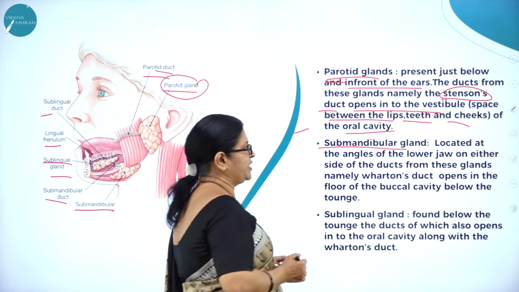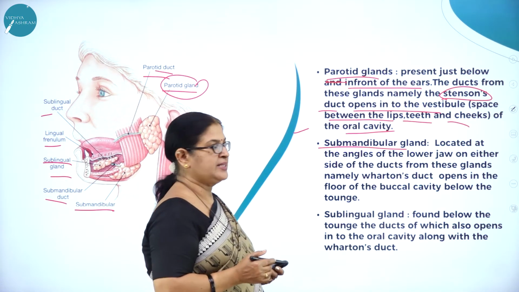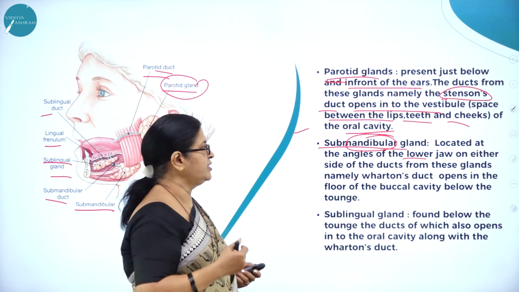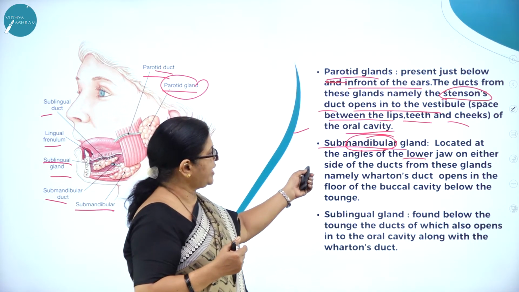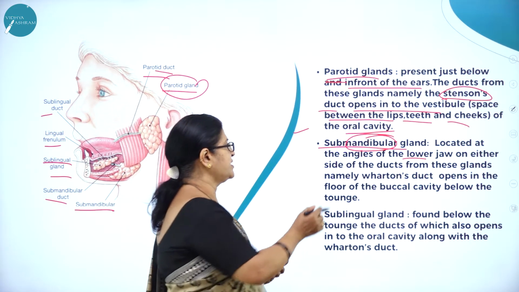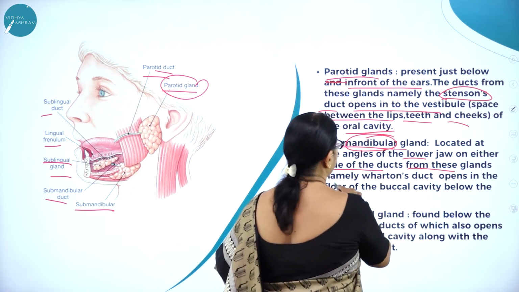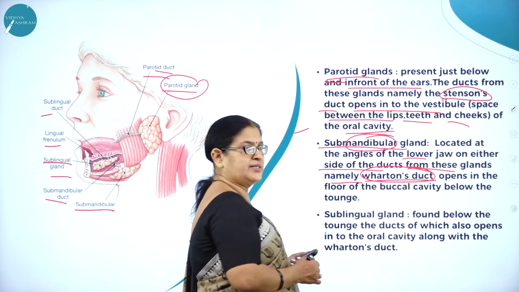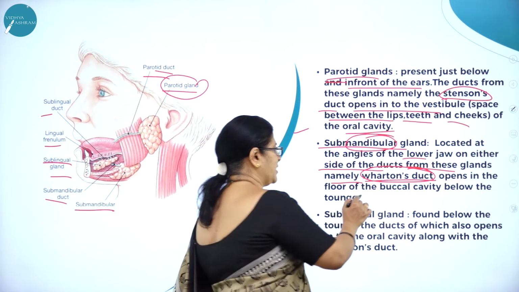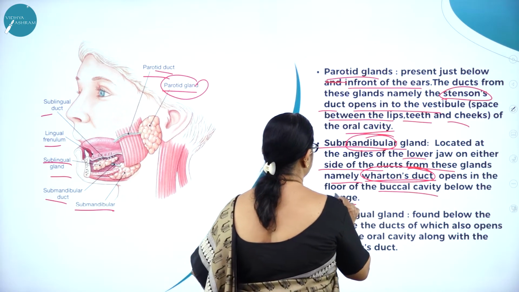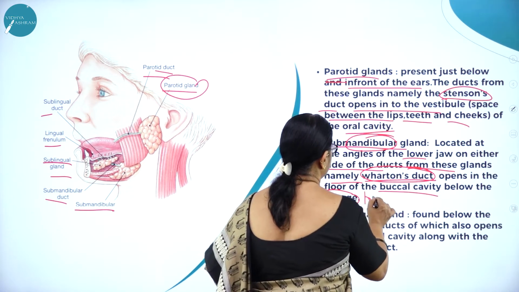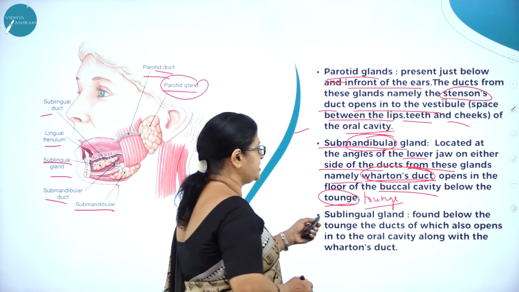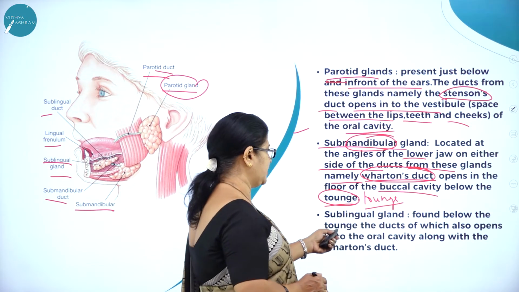Next comes the submandibular gland, which is located at the angles of the lower jaw, hence the name mandibular. Located at the angles of the lower jaw on either side, the ducts from these glands, namely Wharton's ducts, open in the floor of the buccal cavity below the tongue. Then here you can see the sublingual gland found below the tongue.